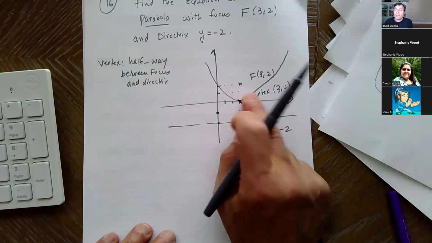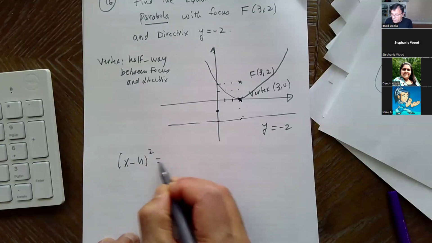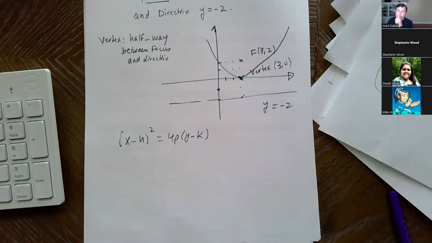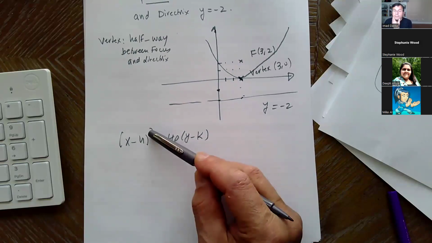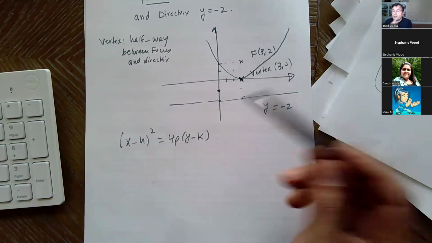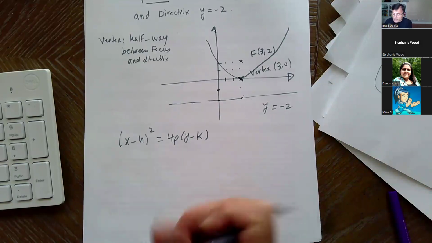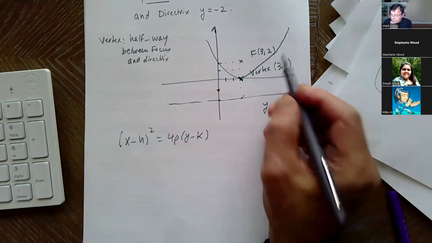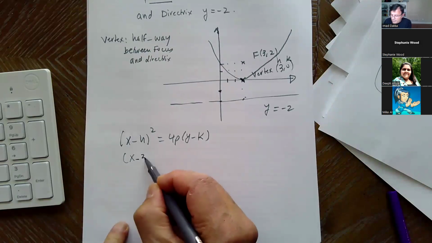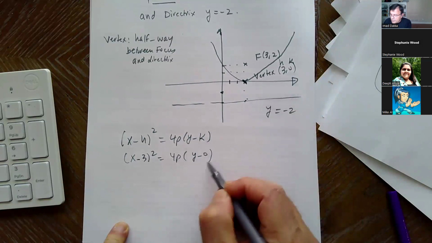So since it opens up, that means it's x squared. So I know it's x minus h squared equals 4p times y minus k. That's how I know it's this form. It has to be x squared because it opens up or down. If it was right or left, it's y squared. H, k are the vertex. So the vertex, we said it's at 3, 0. That's h and that's k. So x minus 3 squared, and we'll figure out p in a second, and then y minus 0.